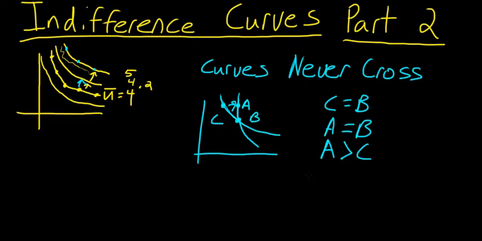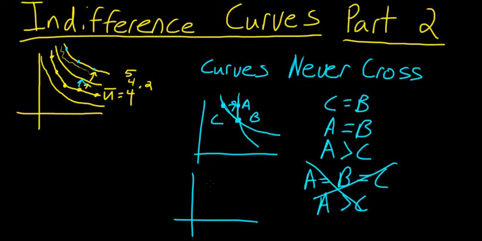But we have a problem here, because now we've shown that A is equal to B is equal to C, and we've shown that A is greater than C. This is a contradiction, so they can't all be true at the same time. And that proves that indifference curves can never cross. There are an infinite number of them that fill the space, but they each are on their own distinct line.